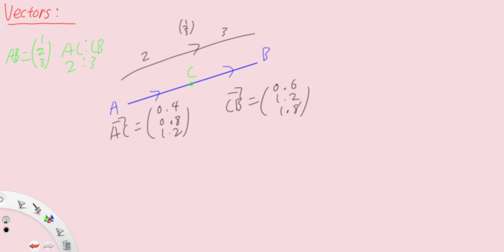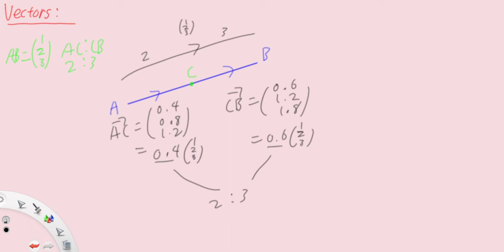You notice that they're still parallel to (1, 2, 3). If I factorize out 0.4, this will be (1, 2, 3). If I factorize out 0.6, it will also be (1, 2, 3). And you notice that 0.4 is to 0.6 is indeed 2 is to 3. So this is how we can use the properties to solve questions involving ratios within a line. Let's say we have a point C that divides a line into a specific ratio, then this would come in handy.